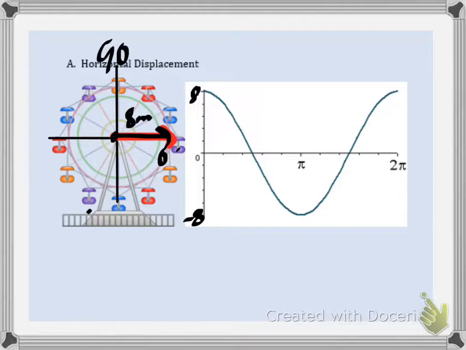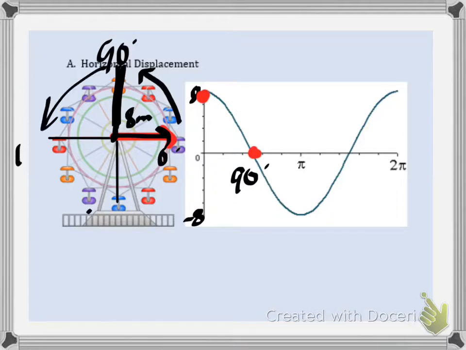Now at 90 degrees, if this were to go up, it would be right over here. And that right there has not moved either left or right from the center. So therefore that would be at 0. So your first point would be at 8 and your second point would be at 0 at 90 degrees. Now at 180 degrees, you are right over here. And that is negative 8 meters, because you're along the negative x-axis. So that would give you a negative value right here at 180 degrees.